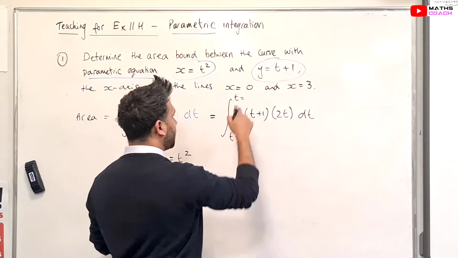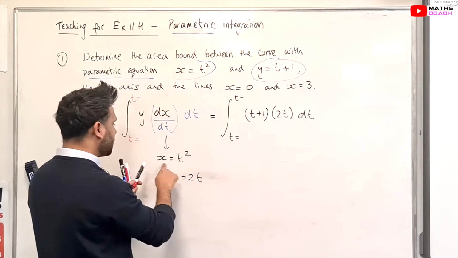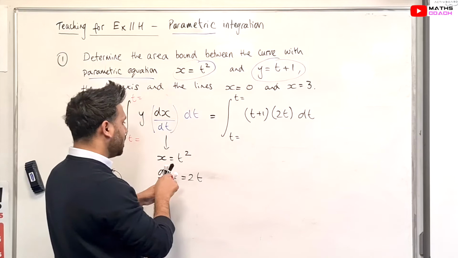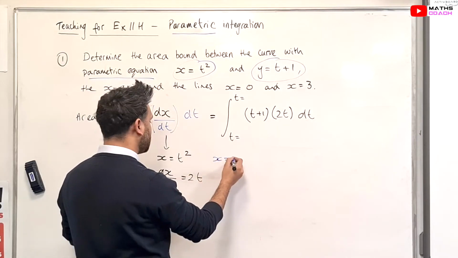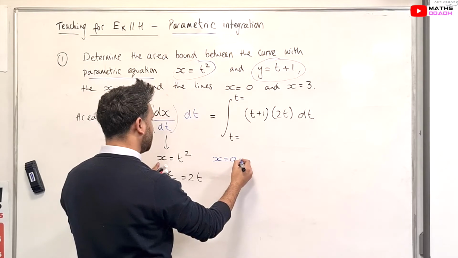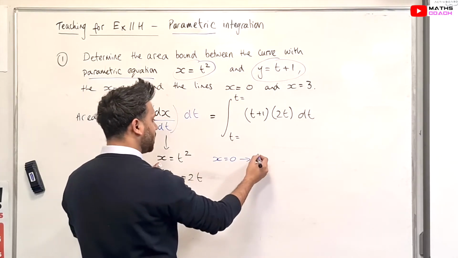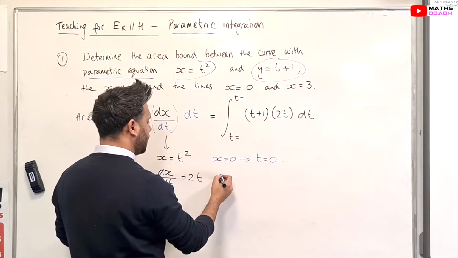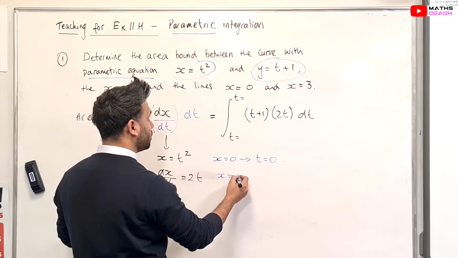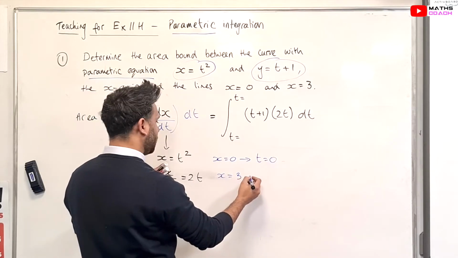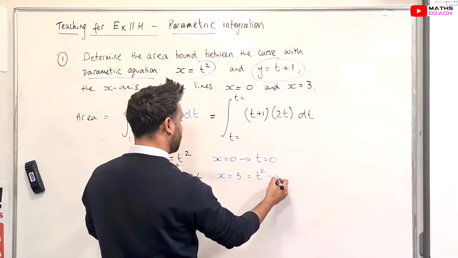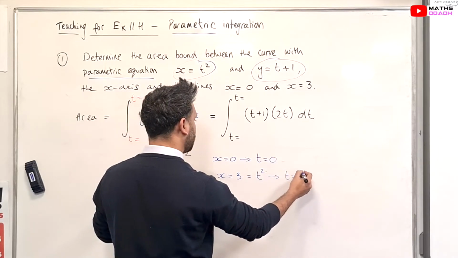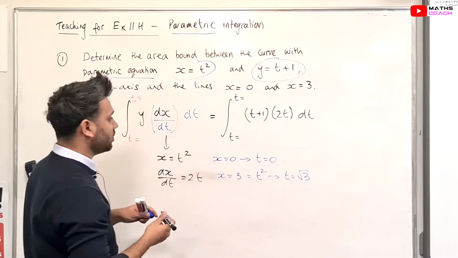Let's work out what those bounds are. This is the relationship between x and t. When x equals 0, 0 equals t squared will give you t equals 0, and when x equals 3, we have 3 equals t squared. Therefore, t is equal to the square root of 3.